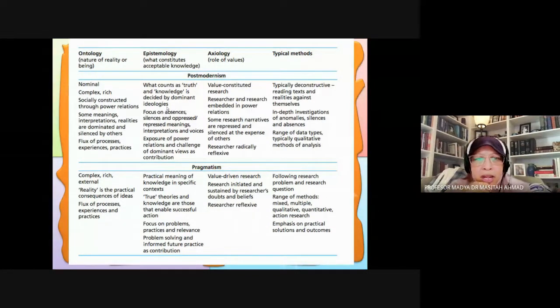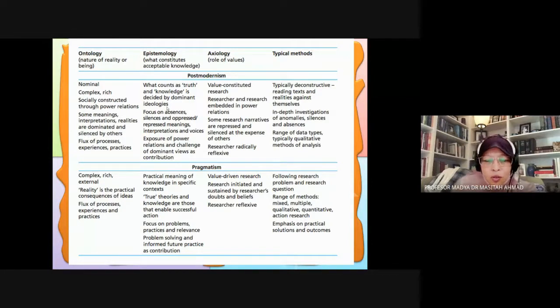And the last one, under pragmatism, for ontology, you can still use complex, rich and external. Then reality is the practical consequences of ideas, a flux of process, experience, and practice. So for all of this ontology, you refer back to your typical method, whereby you follow your research problem, your research question, and the range of your methods. Is it mixed? Is it multiple? Qualitative, quantitative, action research. Emphasize practical solutions and outcomes.